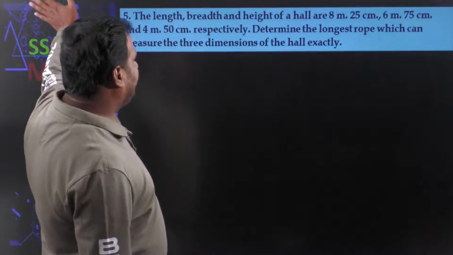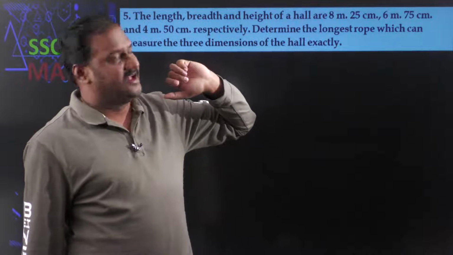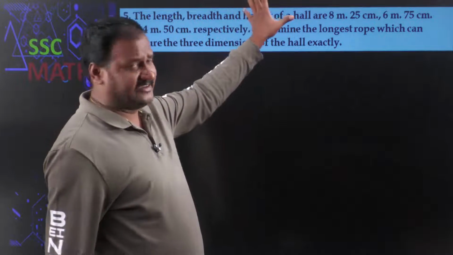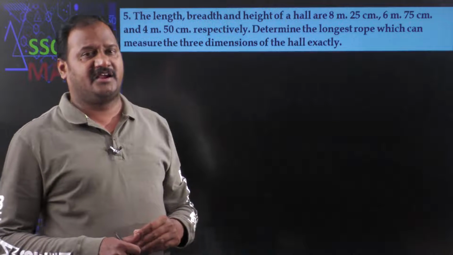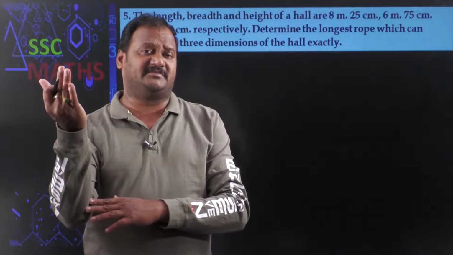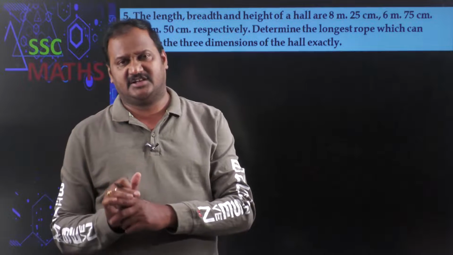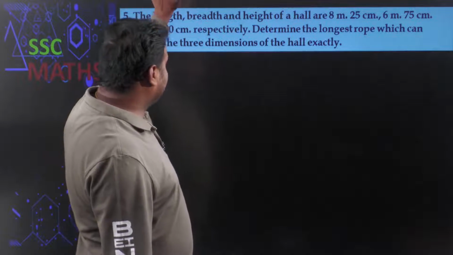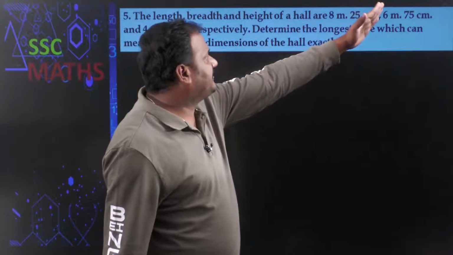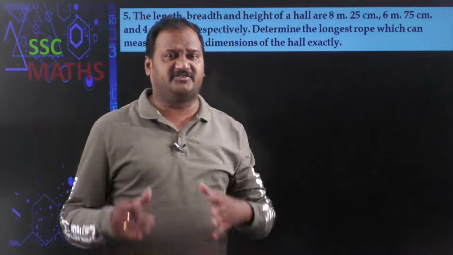See, for example, the length of this board is equal to some 10 meters, and the breadth of the board is equal to some 8 meters. Now I have a scale, right? So that scale measurement is maybe 30 centimeters or 20 centimeters, whatever it is. So I need to measure this length as well as breadth exactly. Exactly in the sense what? I will have to divide this length into exact measurements and the breadth also into exact measurements.